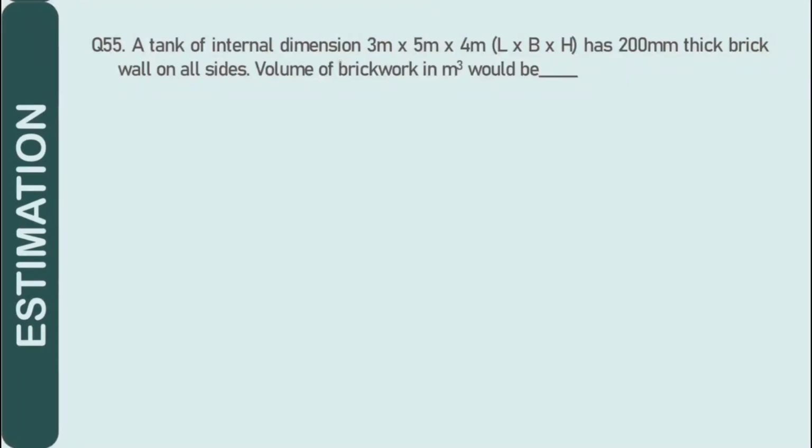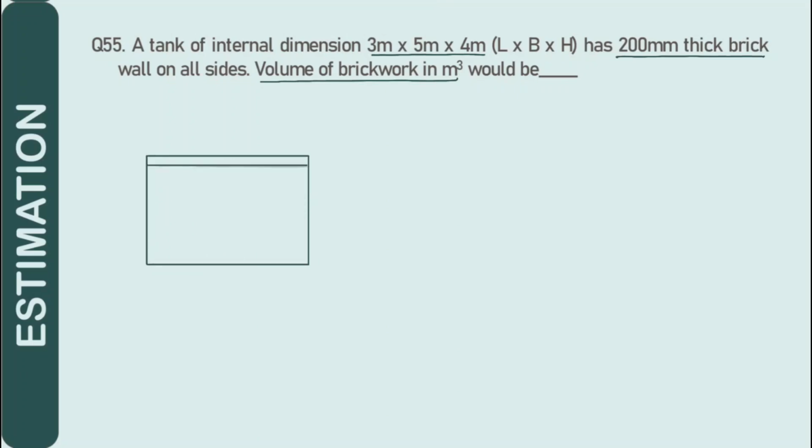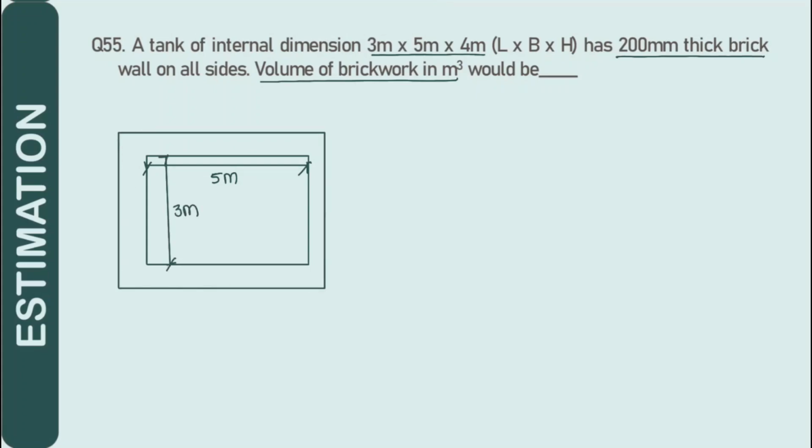A tank of internal dimension 3 into 5 into 4 has a 200 mm thick brick wall on all sides. So we have to calculate the volume of brickwork in meter cube. So consider this tank with the internal dimension of 3 meter and 5 meter. So it has a brickwork of 200 mm. So we'll get a thickness of 200 mm around the tank.